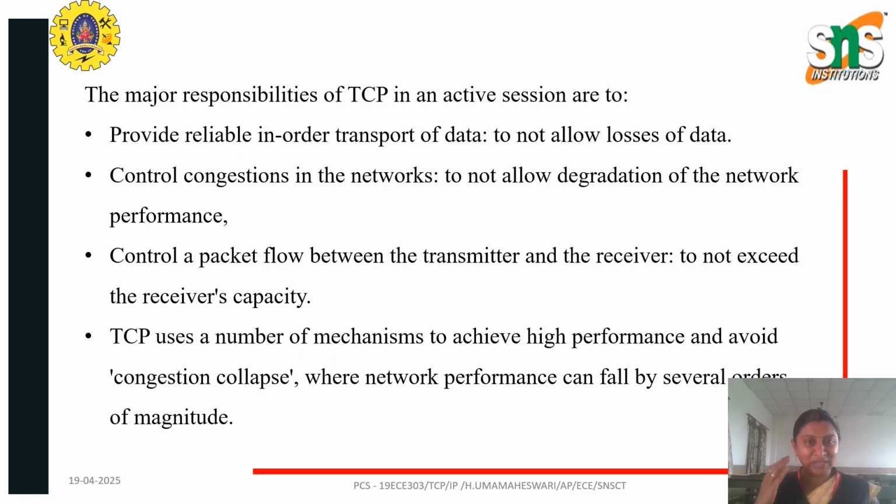The major responsibilities of TCP in an active session are, first, to provide reliable transport of data, that is, it does not give any loss of data. The next one is congestion control in the networks, which prevents the degradation of network performance. Next, it controls the packet flow between the transmitter and the receiver so that it does not exceed the receiver's capacity. TCP uses a number of mechanisms to achieve high performance and avoid congestion collapse, where the network performance can fall by several orders of magnitude.